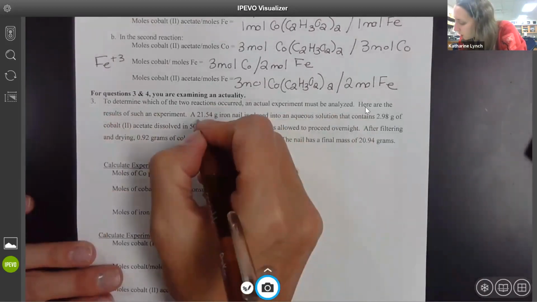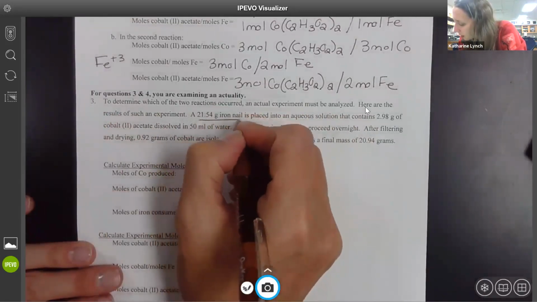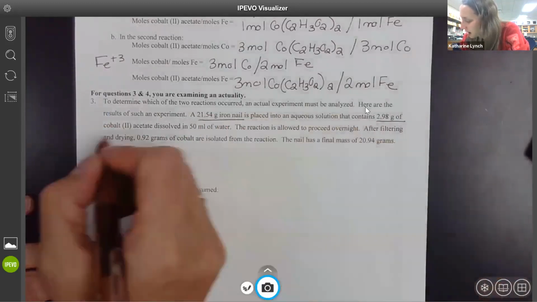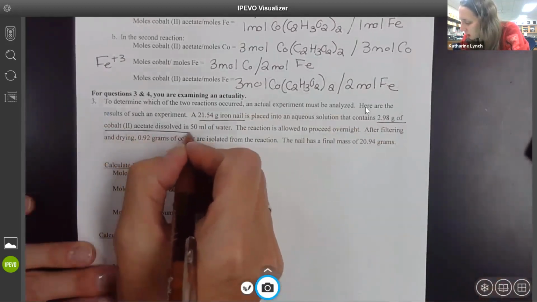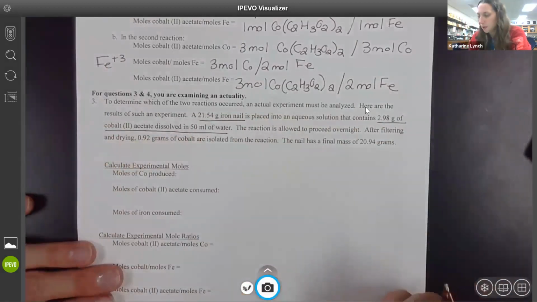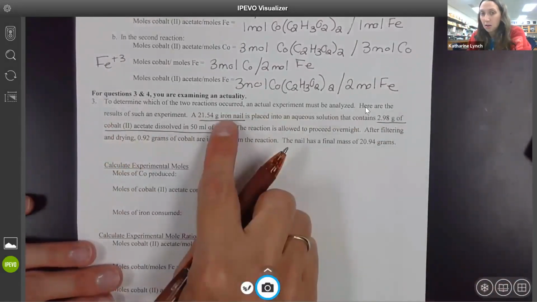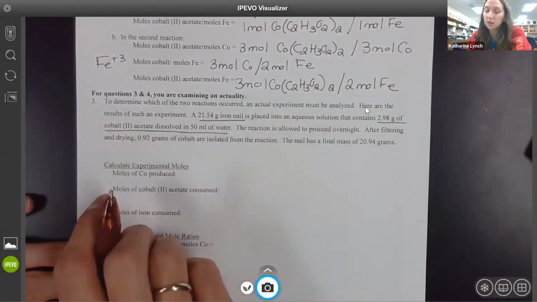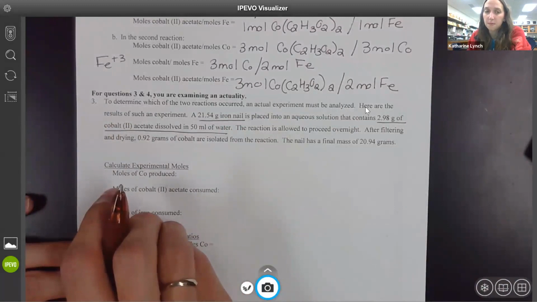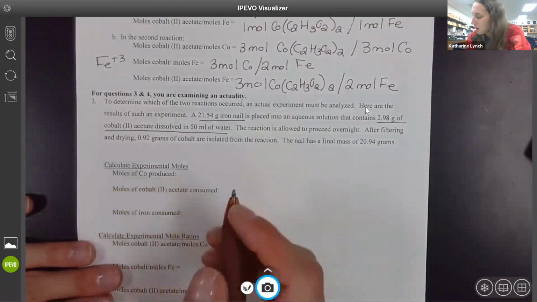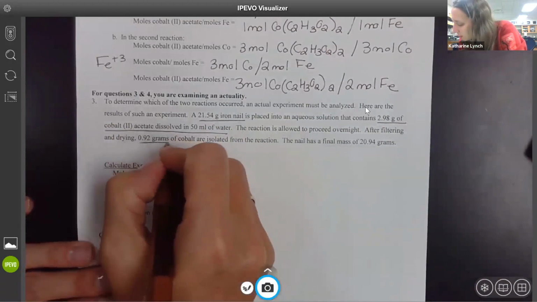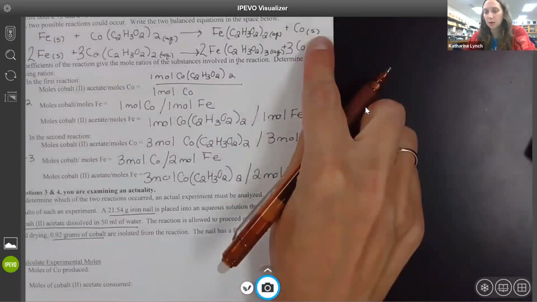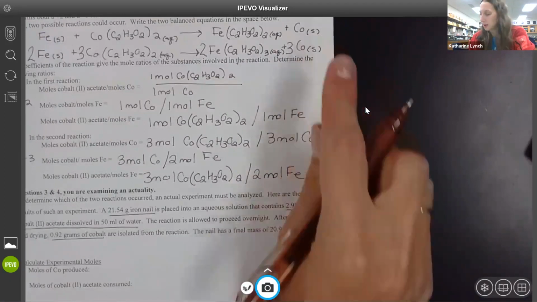They started with a 21.54 gram iron nail. They put it into a solution that contained 2.98 grams of cobalt 2 acetate dissolved in 50 milliliters of water. Metal into an aqueous solution filled with ions. Just like your reaction, the reaction proceeded overnight. They filtered, they dried. 0.92 grams of cobalt are isolated from the reaction. Cobalt's the metal, so that's how I know it's going to be my solid.